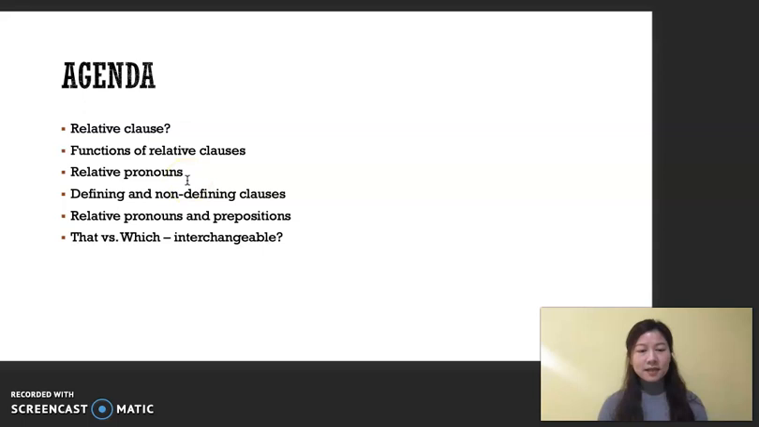So our agenda today will be: what are relative clauses, the functions of them, relative pronouns, defining and non-defining clauses, and relative pronouns and the prepositions. And we'll also look at that versus which. Are these relative pronouns interchangeable?